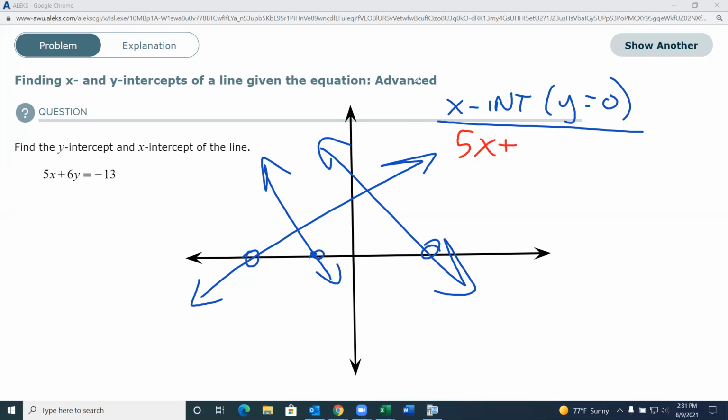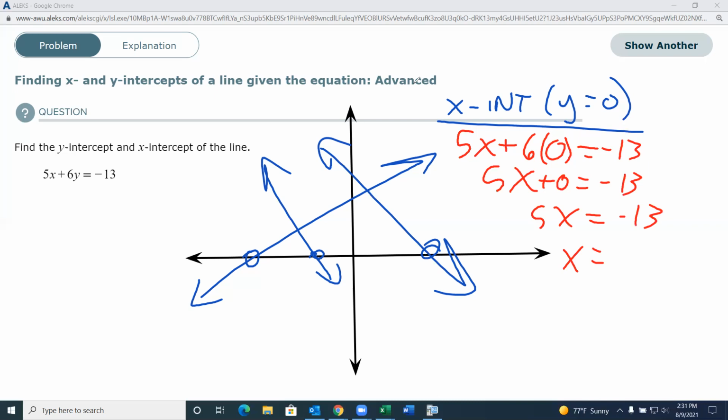So I get this. In the equation, I replace y with 0, and then I solve. I get 5x plus 0 is -13. 5x is -13. Divide by 5, and I get -13/5, which is -2.6 if you want the decimal. Okay, and that makes sense that I got the x-intercept because at the very end, I've got x equals. If I ended up with y equals, then I'm probably looking for the y-intercept. So let's go find that y-intercept.